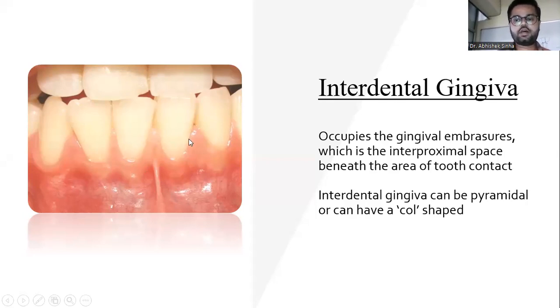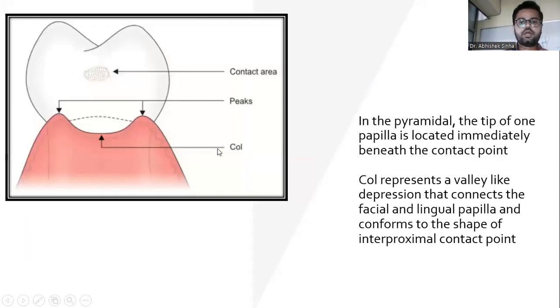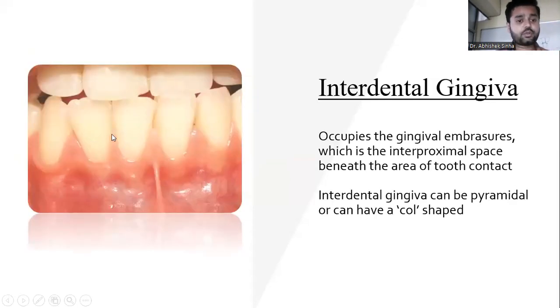This can be pyramidal or cone shaped. It will be pyramidal in the anteriors, while cone shape will be present in the posteriors. In the pyramidal, the tip of the papilla is located immediately beneath the contact point, like this in the anterior, as I said. That is your pyramidal.